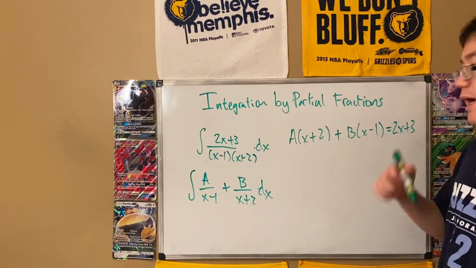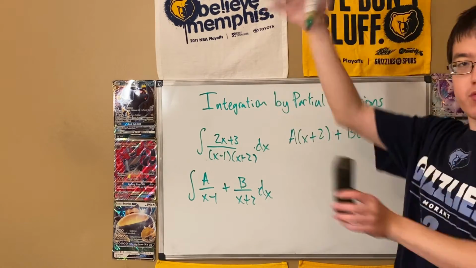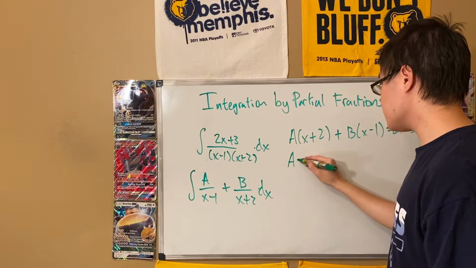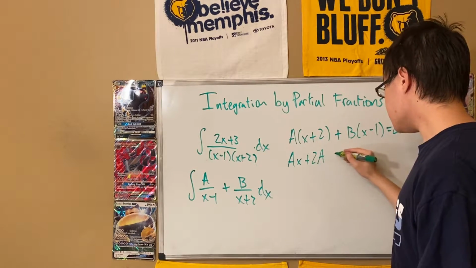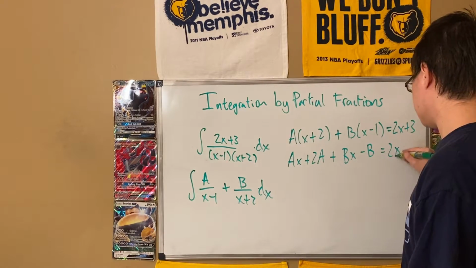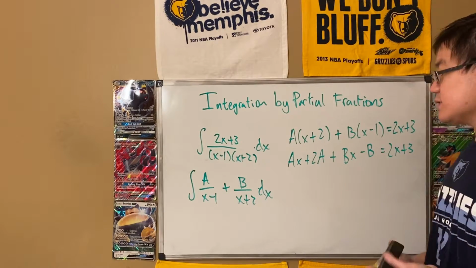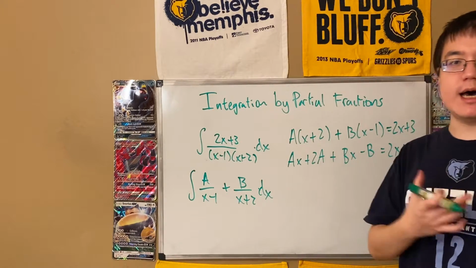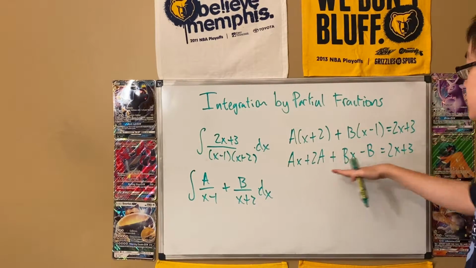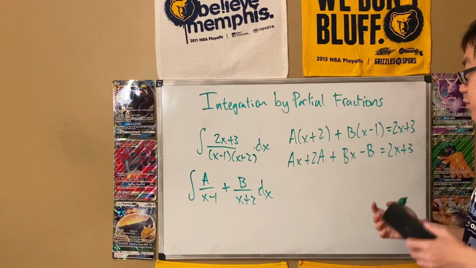For now, what I'm going to do is simplify this a little bit. I'm going to just distribute these a's, form a little bit of a rainbow pattern. So it's going to be ax plus 2a plus bx minus b equals 2x plus 3. And this allows me to form two equations. There's going to be an x equation and a not-x equation, since there are two sides of this equation, of course. So my first new equation is going to be the x equation.